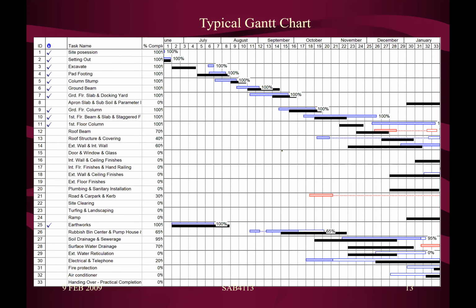This is not a typical one; this is what we call a tracking Gantt. The proper word is tracking Gantt, which we can generate from Microsoft Project later on. You notice there are two bars, this one and this one. The black one reflects the baseline or the plan, whereas the blue bar reflects the actual, plan versus actual. So this is a tracking Gantt chart. There are two bars for each activity.